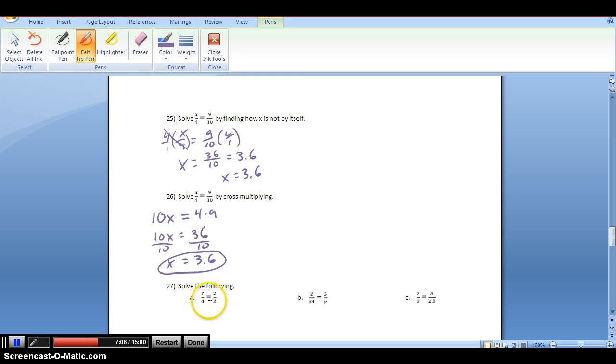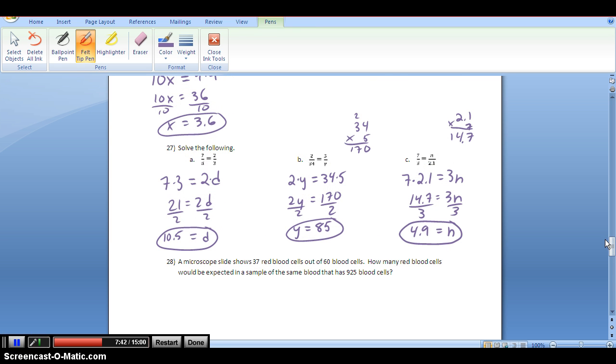Now, I would like you to solve all of these by cross-multiplying. One of the things you'll discover is that we could not do this one the old way, where we ask how d is not by itself, because d is not being divided by 7. It's actually 7 divided by d. So that won't work. We're going to have to do this one using cross multiplication. Again, multiply these two, put an equals in between, and then solve for d. Do that for a, b, and c, then stop the video now and compare your answers.